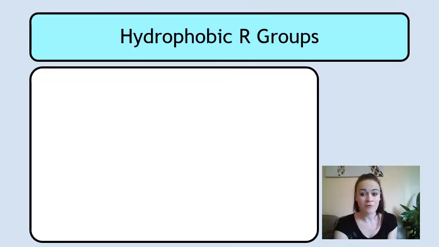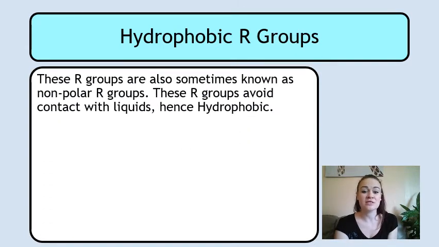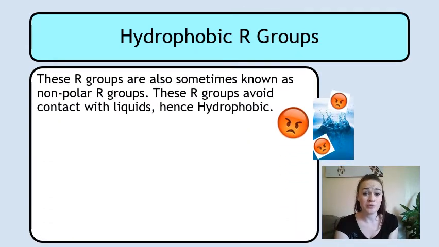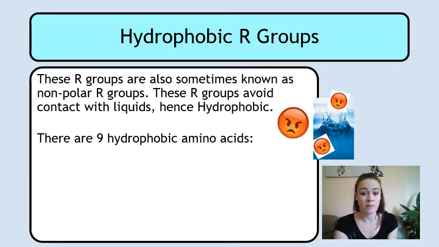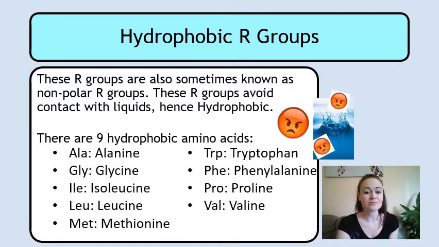The opposite of our polar groups are our hydrophobic groups. These are the ones that dislike water. They avoid water. They try to move away from water molecules. So they're the opposite of our hydrophilic, opposite of the polar group. There are 9 hydrophobic amino acids. There's alanine, glycine, isoleucine, leucine, methionine, tryptophan, phenylalanine, proline, and valine.